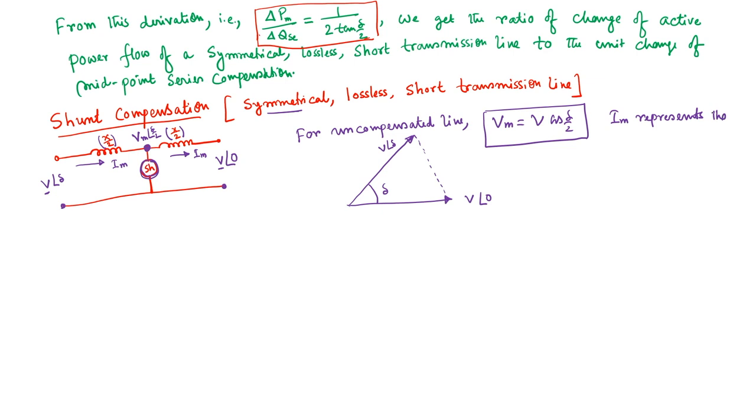the midpoint current for the uncompensated line. Now, what do you mean by an uncompensated line? When we do not have this shunt compensation or any type of compensation of a transmission line, that is normally the uncompensated line. Okay. Now, when we have a compensated line, this Im will change.